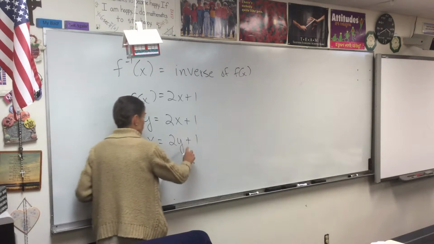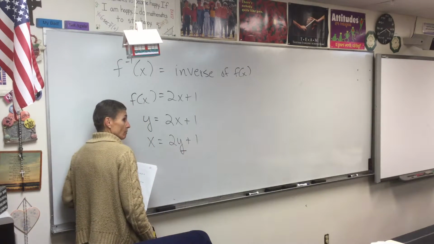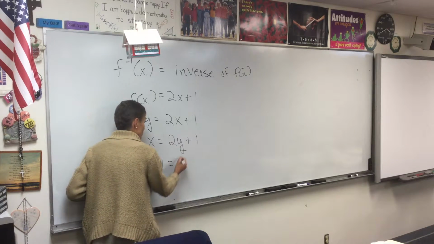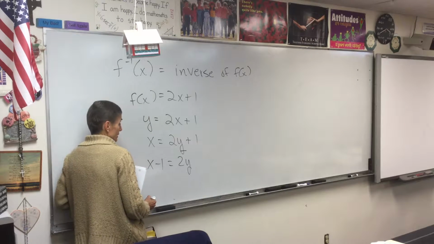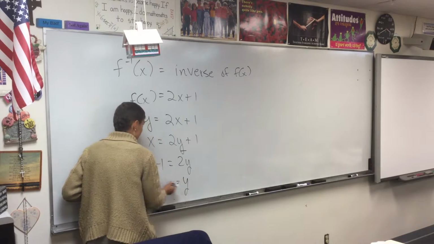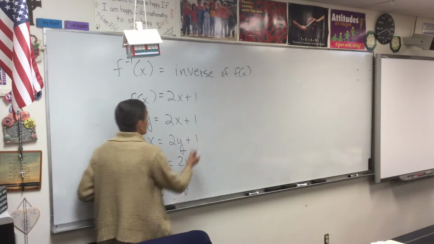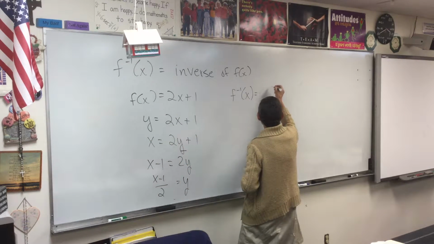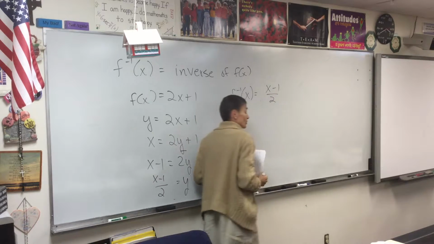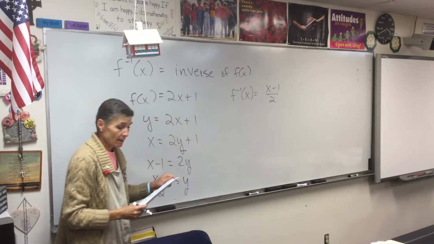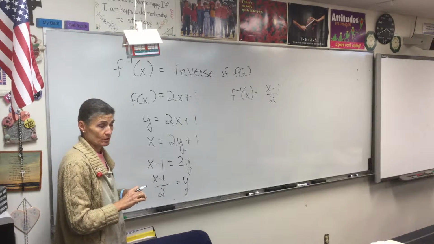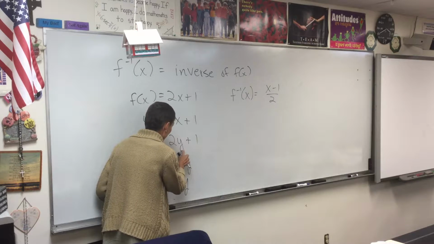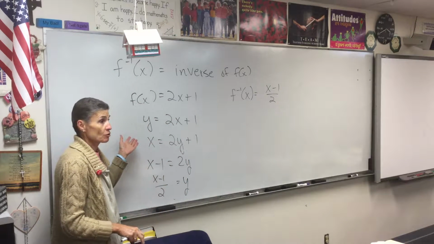Once you get your variables switched, get y by itself. So just start solving this to get y by itself. We'll subtract 1 first, and then we'll divide by 2. So the inverse works out to be x minus 1 over 2. Now, let me show you what it means to be an inverse. First of all, does anybody have a question about anything so far?